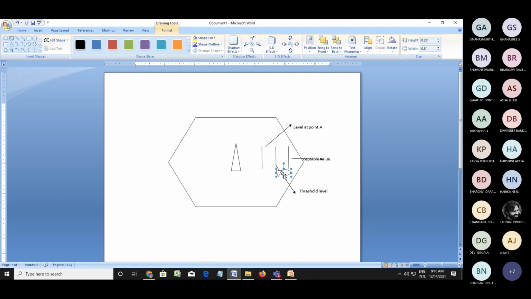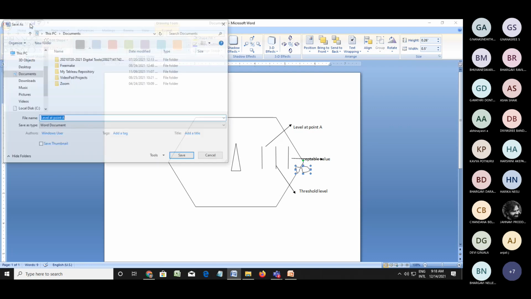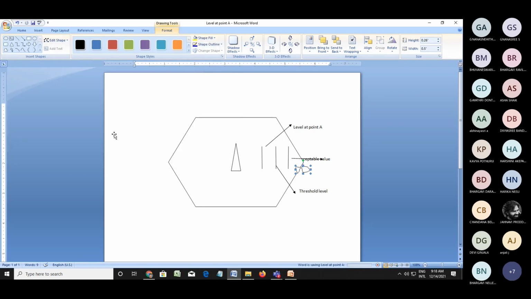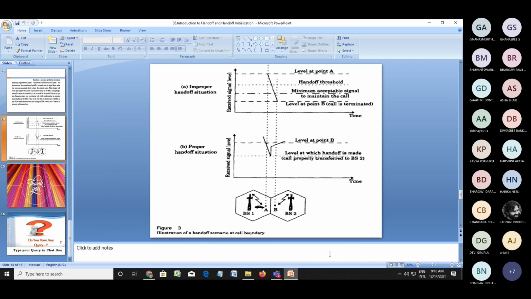That is, I am reaching the minimum acceptable level of power, so we want another channel or another base station signal. We have to give permission to take signal from another base station. If not done, then after the mobile unit passes the minimum acceptable value, the signal will be dropped. The signal should be dropped. This is about without handoff.